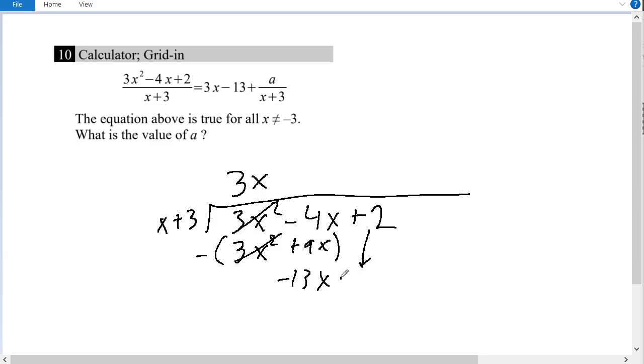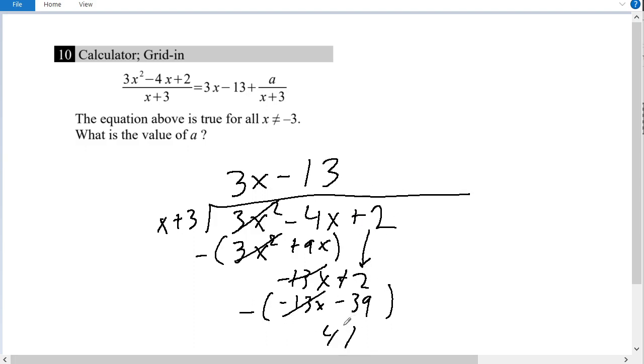Bring down the 2. What do I need to multiply my leading term by to get negative 13x? Well, it's just negative 13. So now I get minus negative 13x minus 39. And now, when I subtract negative 39, I'm adding 39, so I get 41. And now, there's no nice even number that I can multiply by x to get 41.